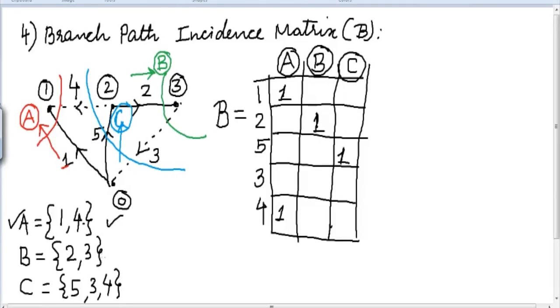Now let us go to B. So in B, what is common? Please tell me, what is the set of B? The set of B is 2, 3. So what is common between 2, 3? Yes, make it a quick reply. Very good. Node number 3.